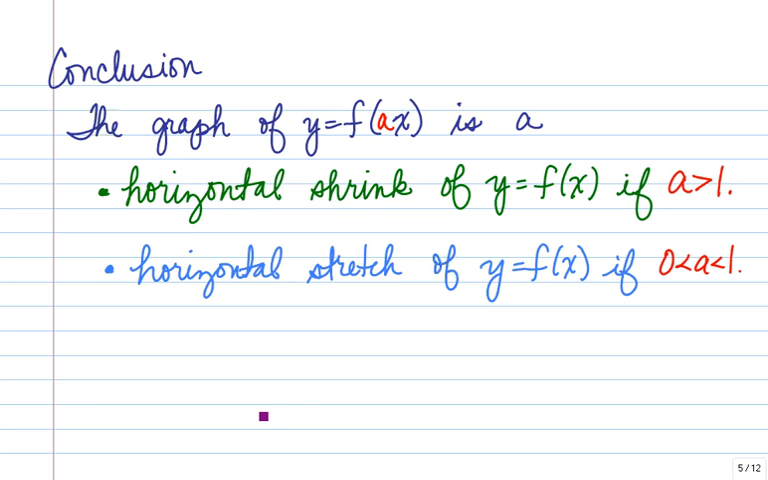But what I was saying here is that the graph of y is equal to f of a times x is a horizontal shrink of y is equal to f of x if a is greater than 1. So horizontal shrink, think you're on the ends of the graph in the x-axis direction and you're pushing it together. A horizontal stretch of y is equal to f of x happens when a is between 0 and 1. So that's on the ends of the graph in the x direction and you're pulling it apart.